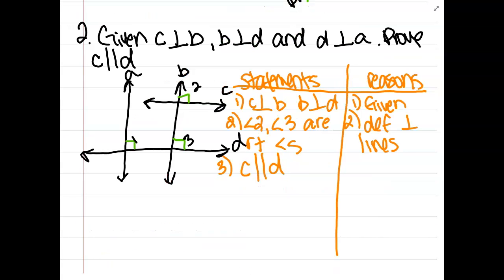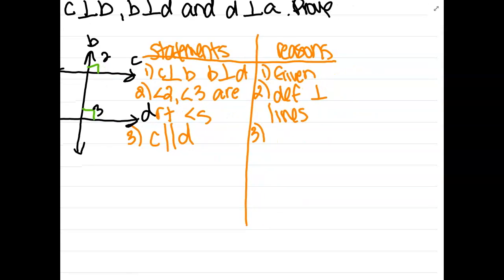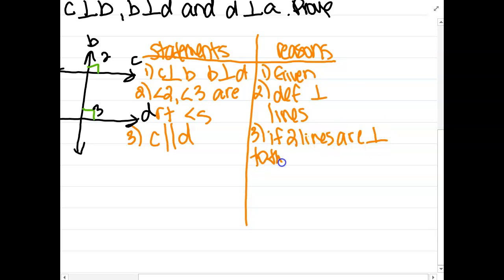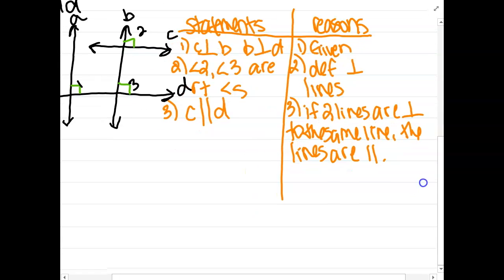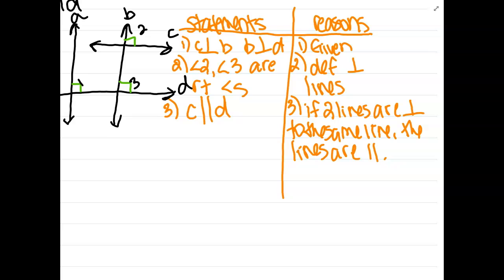Now remember, you can't say Theorem 3.9 because Theorem 3.9 in our book may be different than Theorem 3.9 in other books. Since this one doesn't have a special name, you just have to explain it. I know that they're parallel because if two lines are perpendicular to the same line, the lines are parallel. There we go. So that would be our two-column proof.